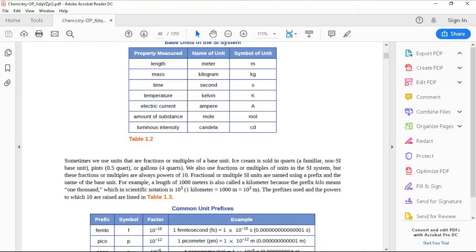We've got length, property measured length, name of unit, meter, symbol of unit, m. Mass, kilograms, unit symbol, kg.